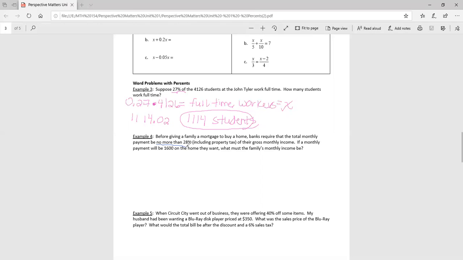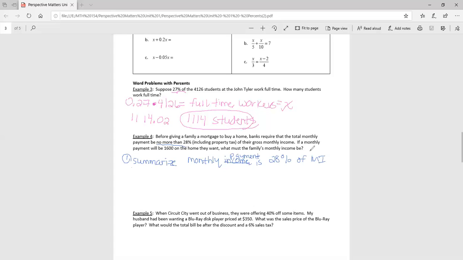So I'm going to go back to those 4 steps of problem solving from the initial packet. Let's go with summarize. What is this saying? Okay, this is saying that the monthly payment, my apologies, that the monthly payment is equal to 28% of your monthly income.